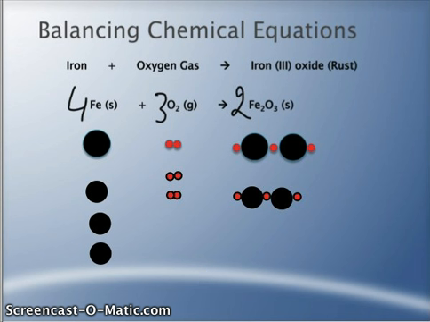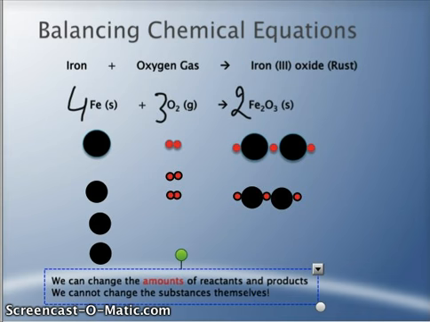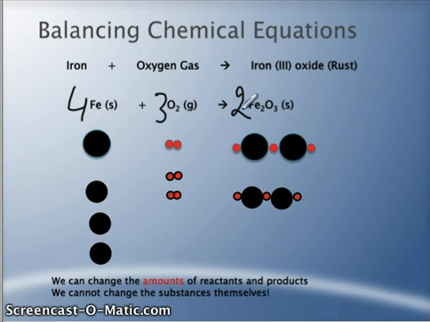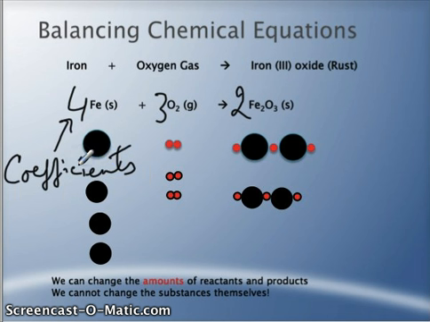Just keep in mind, we are changing the amounts of things. We are not changing the compound. We can change the amounts of reactants and products by changing these numbers, but we can't change the substances themselves, so we can't change the subscripts. Now, these numbers right there are called coefficients. And that's what we're going to change to make sure that the equation is balanced.